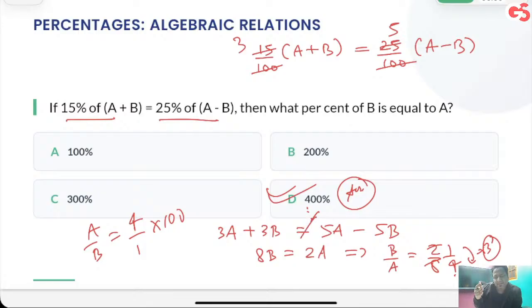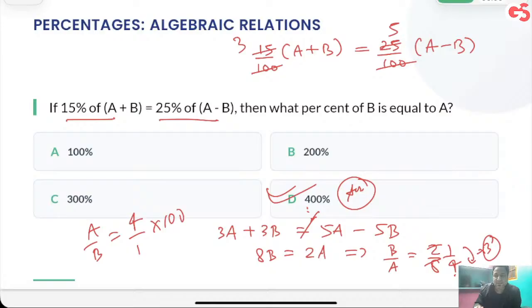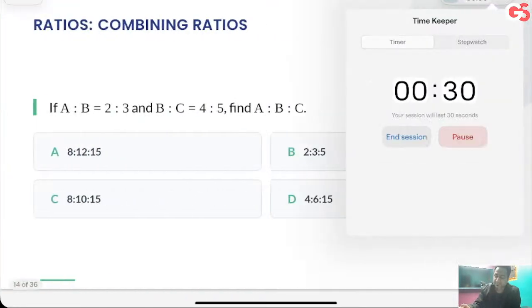And CMAT is an exam of speed and accuracy. You know, speed is more important. Accuracy, obviously. They don't want to ask you very difficult questions. So we are done with 10 questions in exactly 26 minutes. Do you look at the speed? Let's go to next one, module 2, ratios and proportions. Here we start.